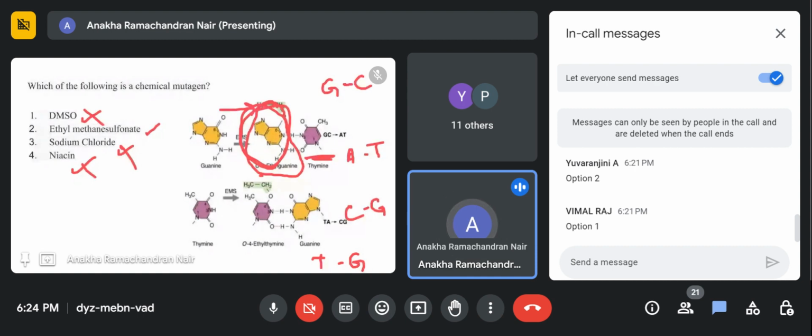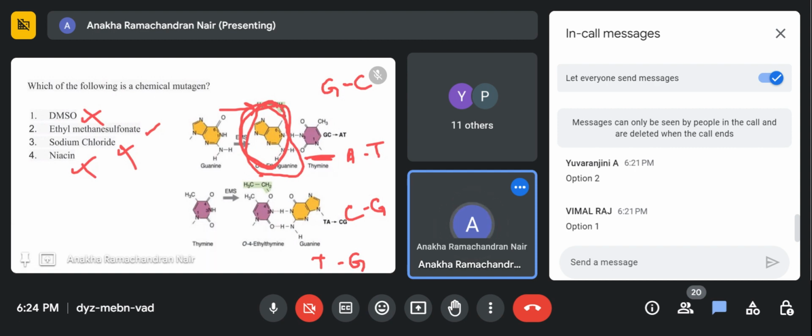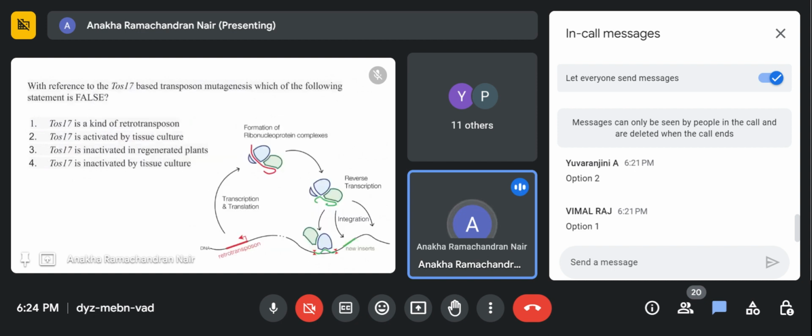It will change the bases in the DNA itself, and that will cause a change in the RNA and the protein being formed. Okay, and depending on if this is a coding sequence or if this is a very important amino acid in the function of an enzyme, it can cause a phenotypic effect to take place. So the correct answer is ethyl methane sulfonate. So let's move on to the next question.